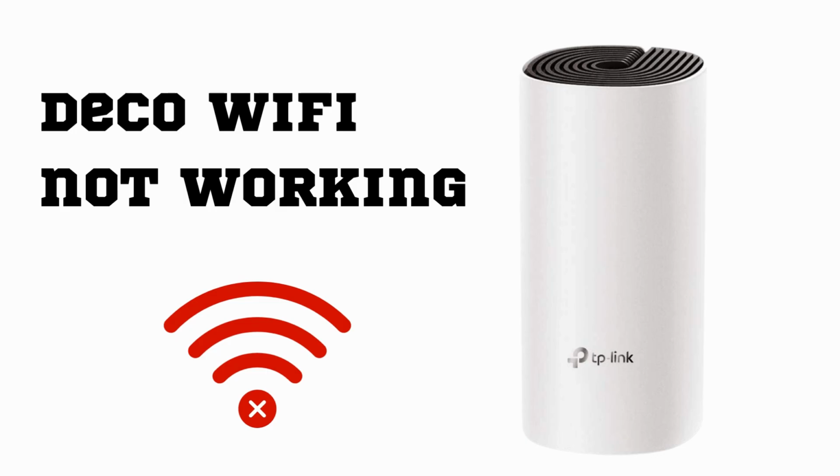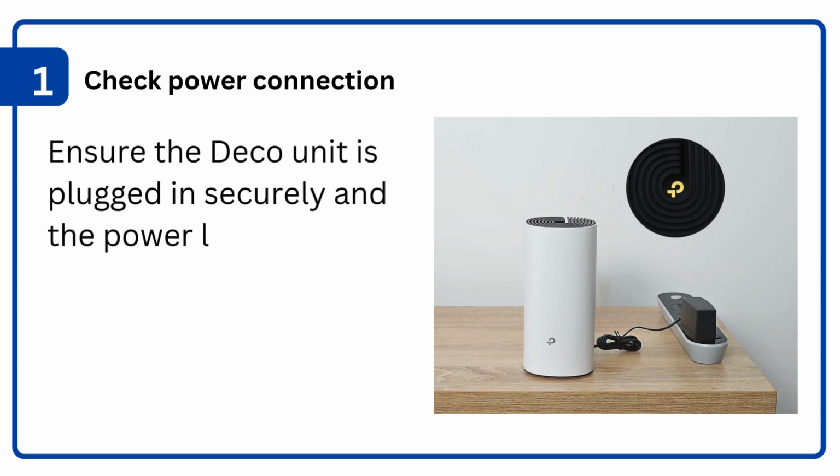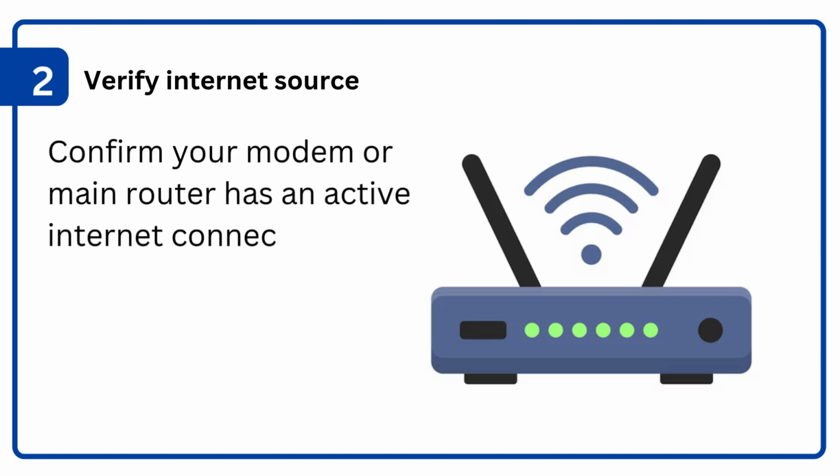DECO Wi-Fi not working. 1. Check power connection. Ensure the DECO unit is plugged in securely and the power light is on. 2. Verify internet source. Confirm your modem or main router has an active internet connection.